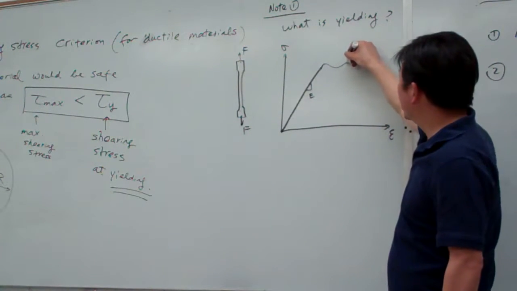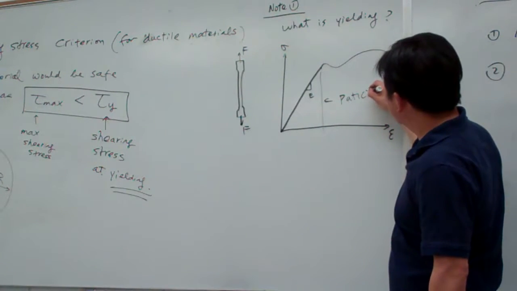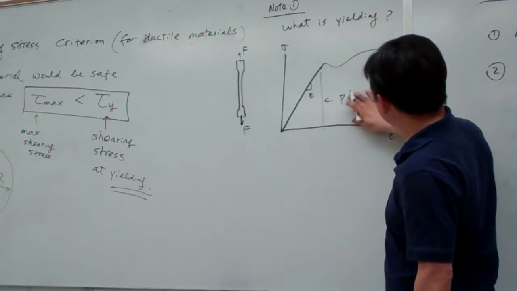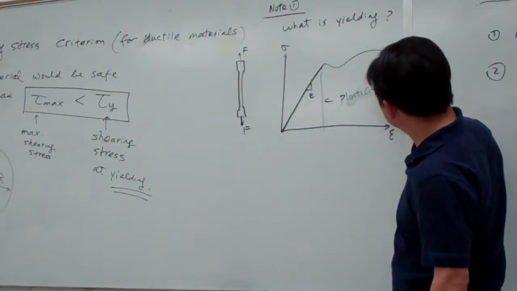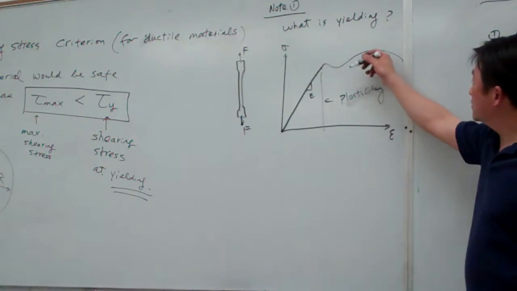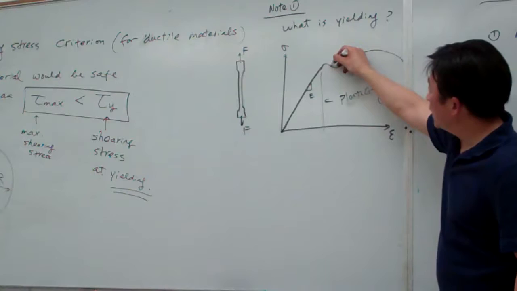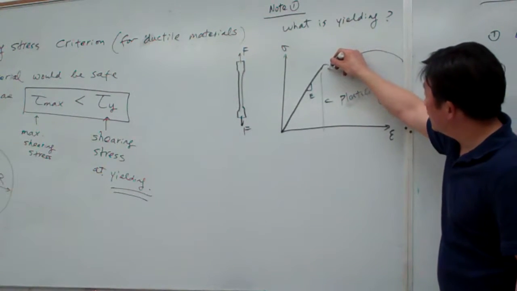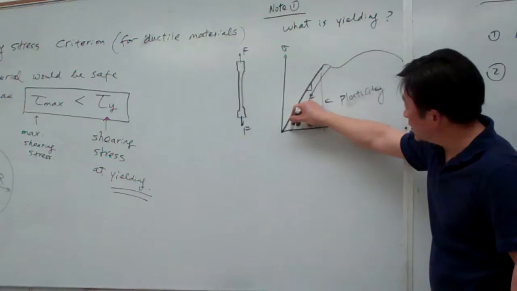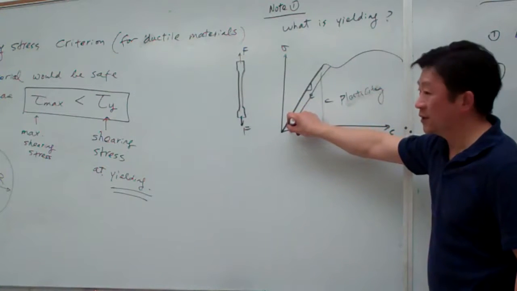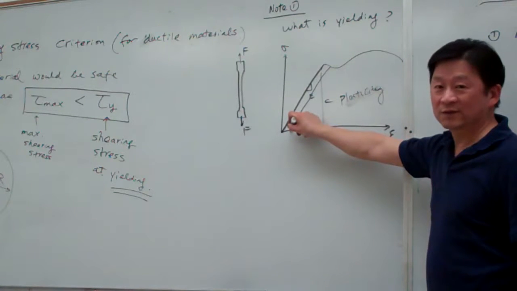We call that plasticity, P-L-A-S-T-I-C-I-T-Y. Once we go beyond a certain threshold, say to here, and then we release the loading, it will not follow the original path back. When the loading is totally removed, we find there is a permanent deformation. This is called plastic deformation. We don't want to see this one.